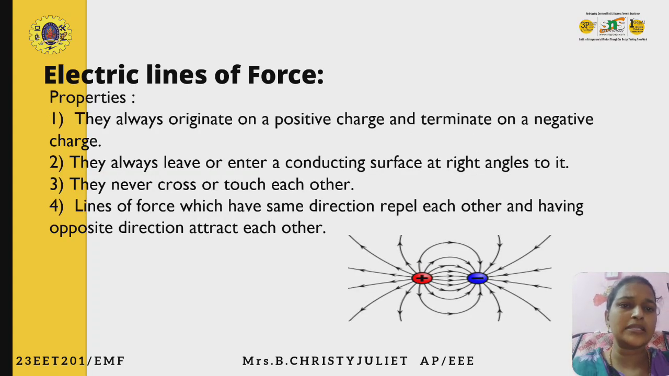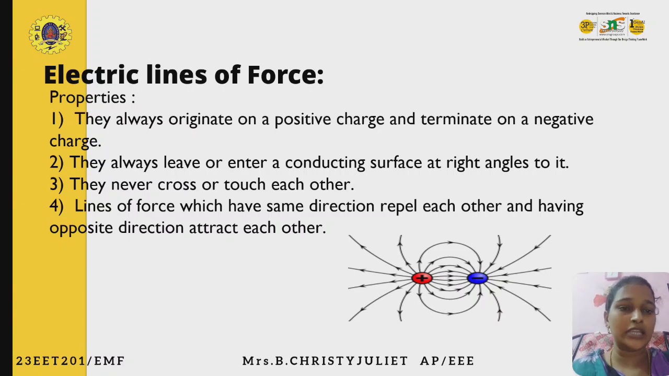Now the basic fundamental of the electric field is the electric lines of force. Let's see what electric lines of force are and what their properties are. They always originate on a positive charge and terminate at a negative charge. So always it starts from plus and ends at minus.